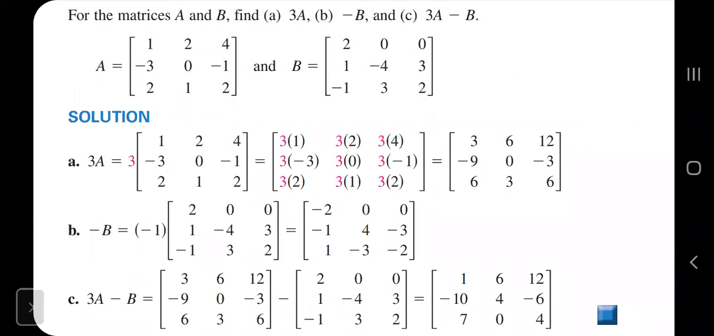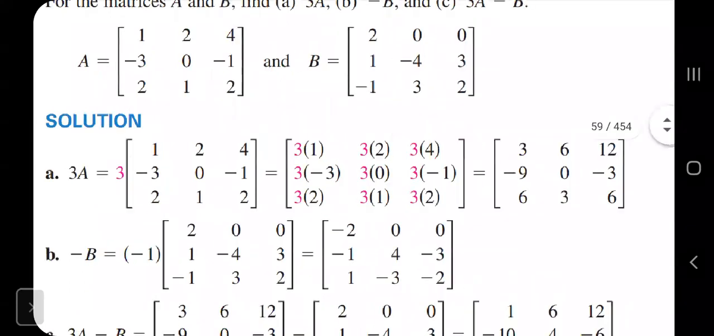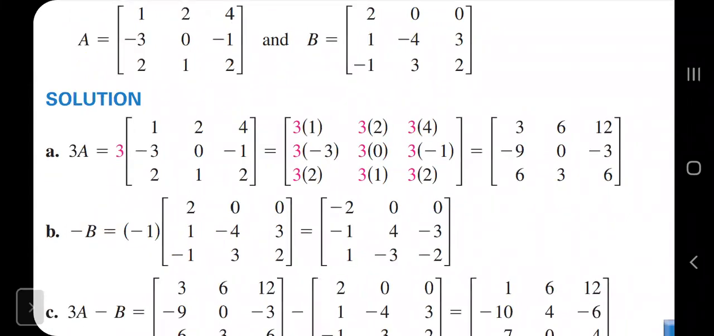3 times capital A, I stick the 3 on the outside of the matrix, and then, as you can see, I multiply everything inside the matrix by 3. So the top row, which used to be 1, 2, 4, now became 3, 6, 12. The second row in example A, which used to be negative 3, 0, negative 1, is now negative 9, 0, negative 3.